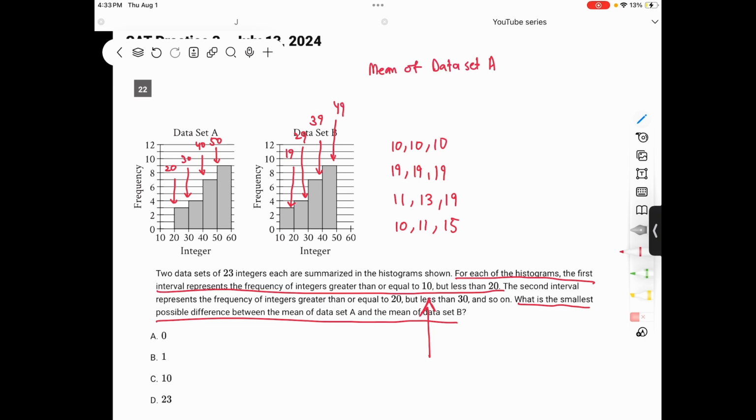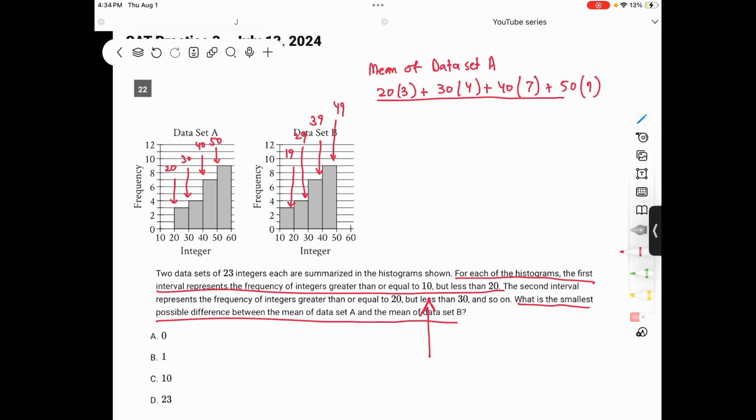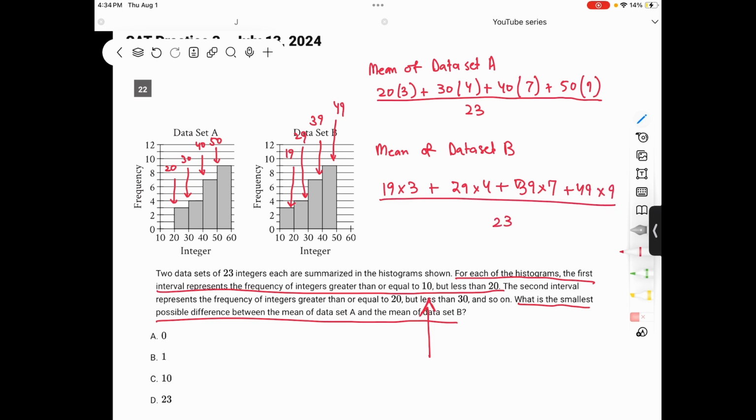For dataset A, the mean is going to be 20 times 3, because the frequency is 3, plus 30 times 4, plus 40 times 7, plus 50 times 9, all over 23. For dataset B, the mean is going to be 19 times 3, plus 29 times 4, plus 39 times 7, plus 49 times 9, divided by 23. And we're going to subtract the two means, mean of dataset A minus mean of B, and the answer is going to be 1. So 1 is the answer.